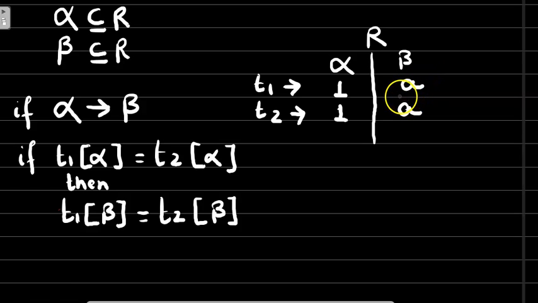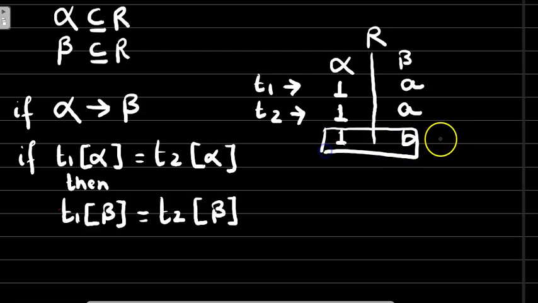Beta value can never be different. It means that roll number 1 cannot be given to any other student. So this is not allowed.